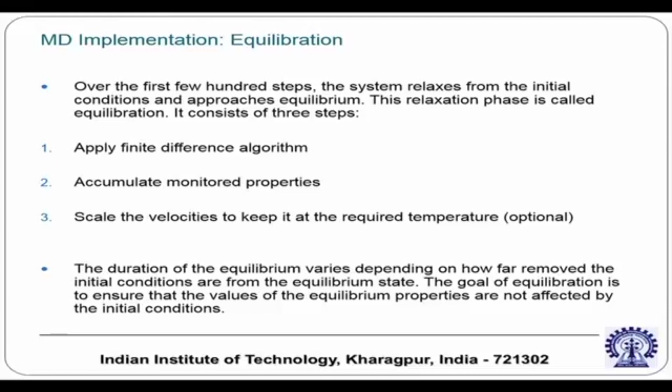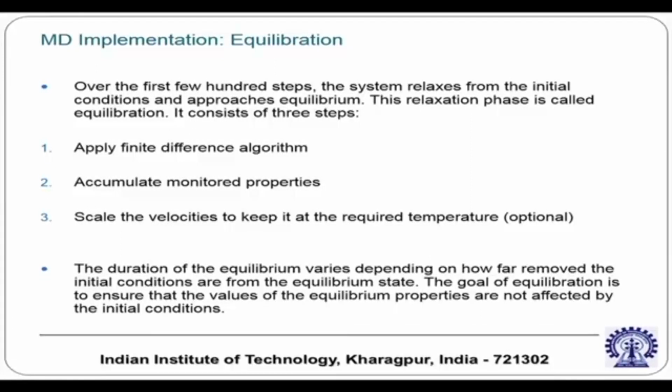So if you are basically simulating an isothermal system, the duration of the equilibration varies depending on how far removed the initial conditions are from the equilibrium state. So initially your initial configuration should correspond to an equilibrium state. If your initial choice is far from equilibrium, then several steps will be required for equilibration.